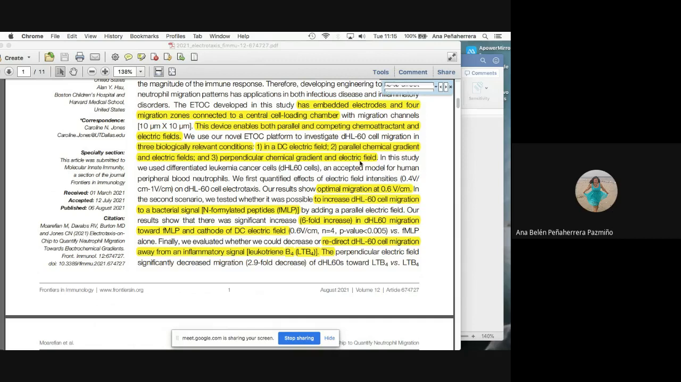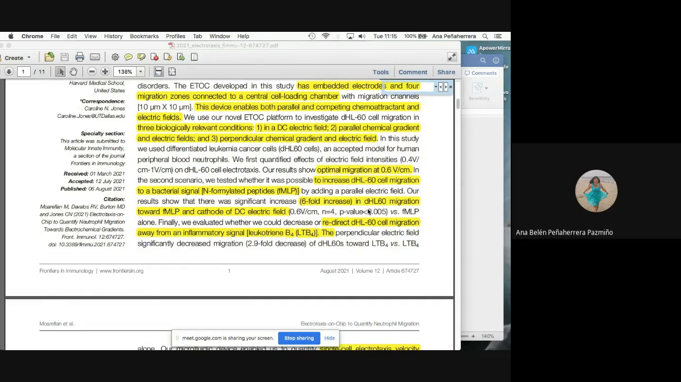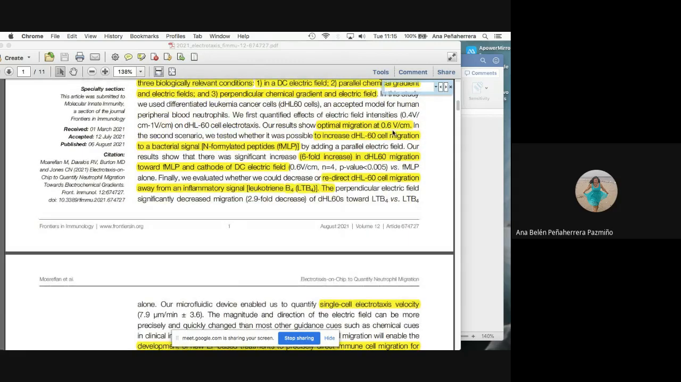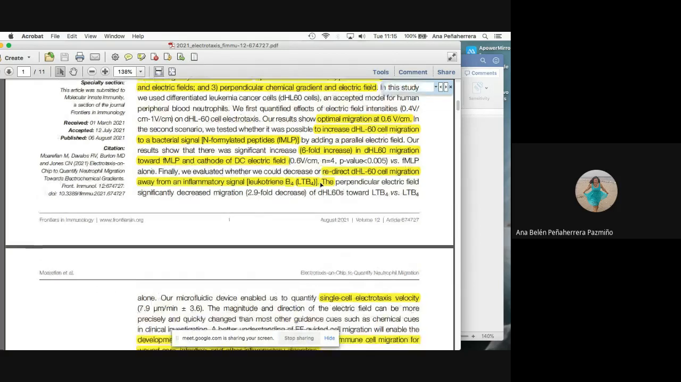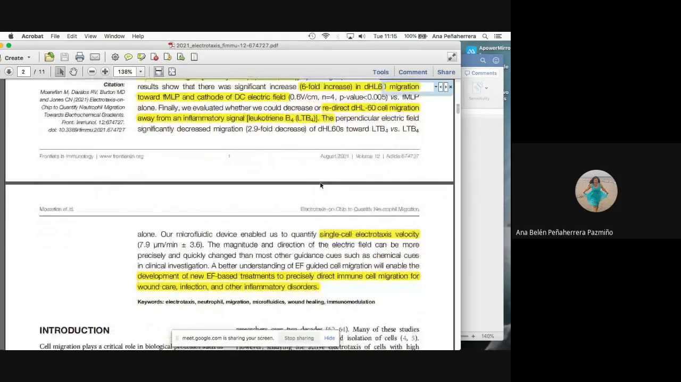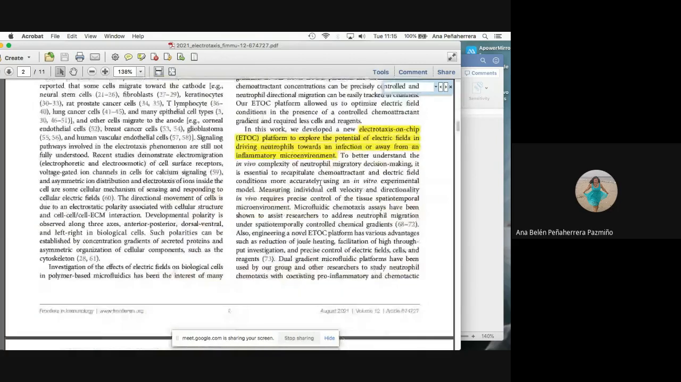So they are going to test the electric field combined with another chemical agent. In this case, it's going to be like a competition. So they want to see if the cells are attracted to the chemical or they prefer to go in the direction of the electric field. They also try different electric fields, and the ones that we can see in the tissues are in the range of 40 to 100 volts.